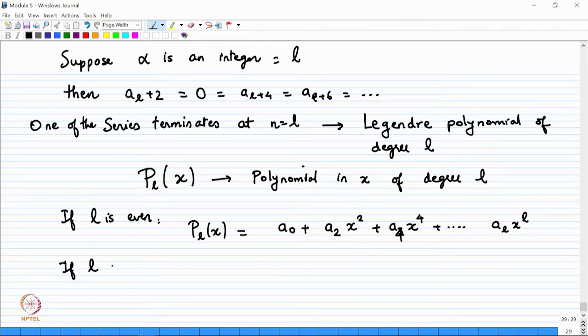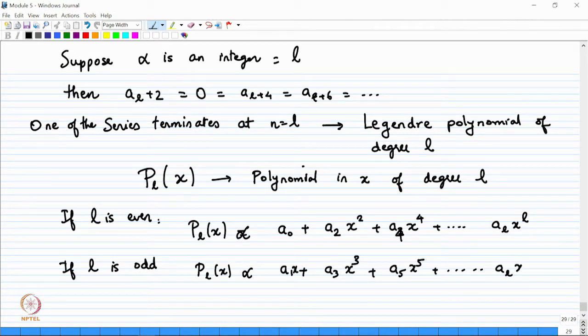If L is odd, actually this is written slightly differently. So P L is proportional to this. If L is odd, P L of x is proportional to A1 x plus A3 x cube plus A5 x5, plus and so on up to A L x raised to L, with some constants of proportionality. This is what your Legendre polynomials are.